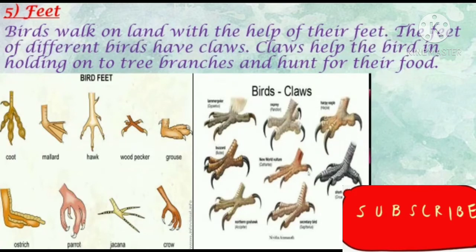So here you can see 2 images. Birds' feet, which help them to walk on the land. And the second image is of the bird's claws, the claws that can hold on to tree branches. See the nails, how sharp they are, isn't it? Yes, and this helps them to hunt their food. If they catch a whole fish, they cannot swallow the whole fish, no? They have to tear and eat it. In the same way, birds use their claws to hunt food.